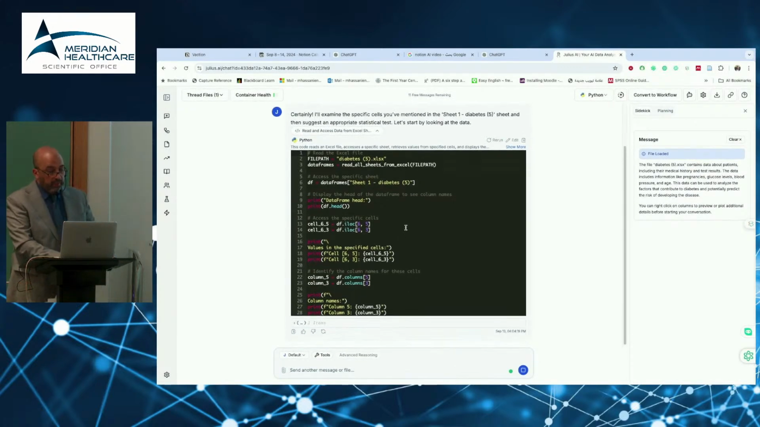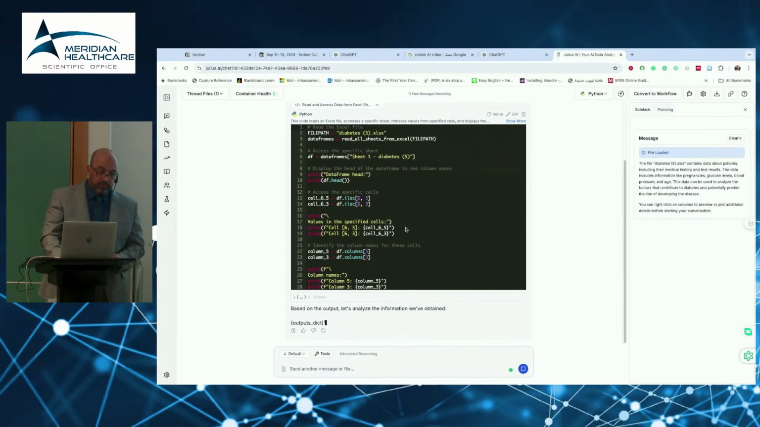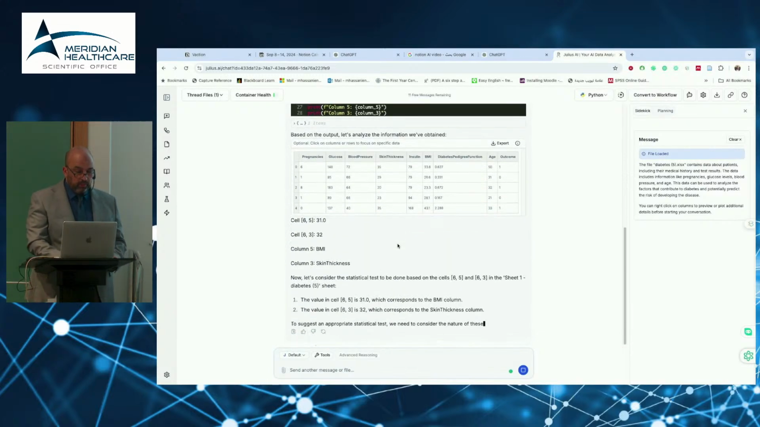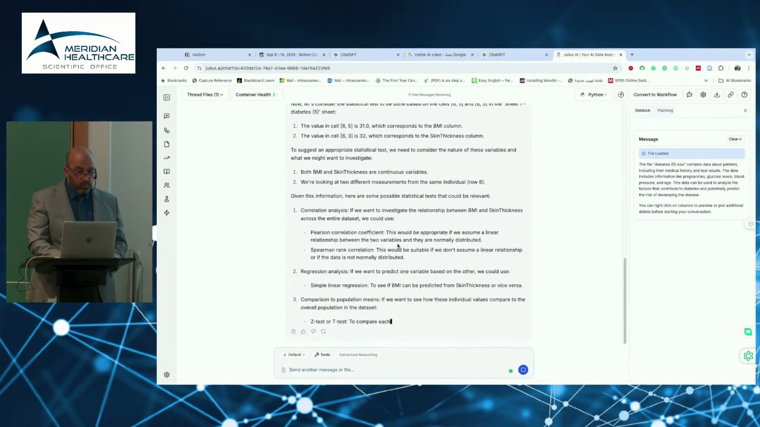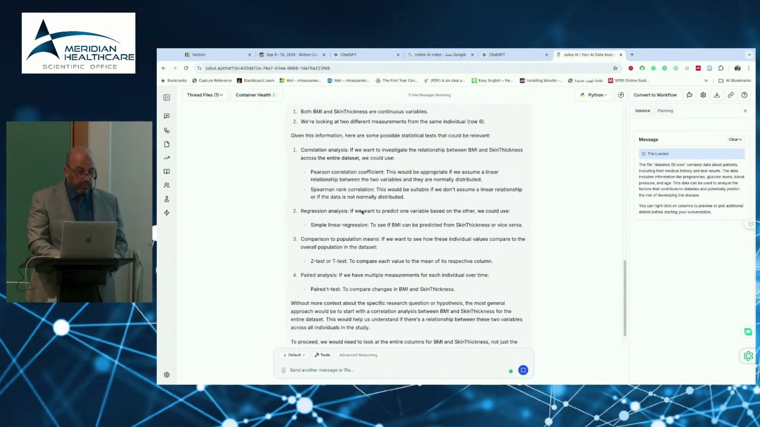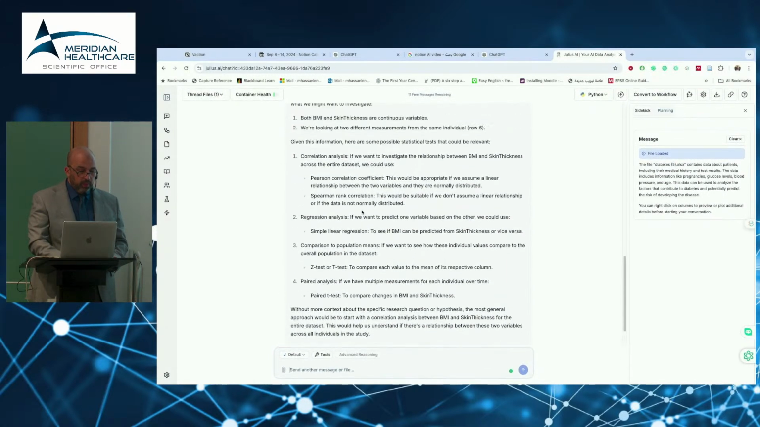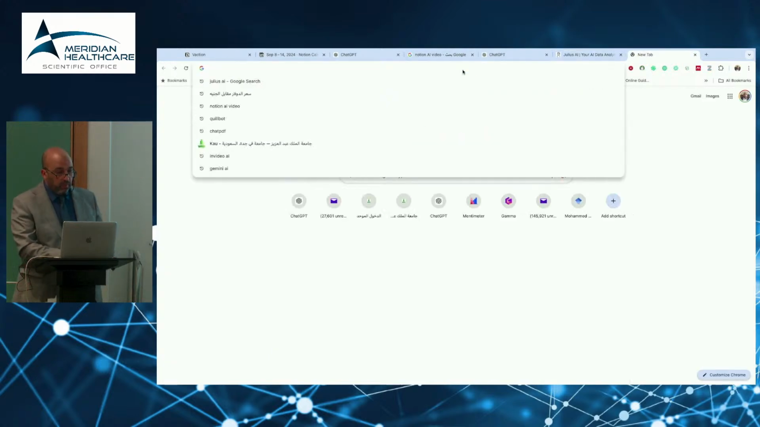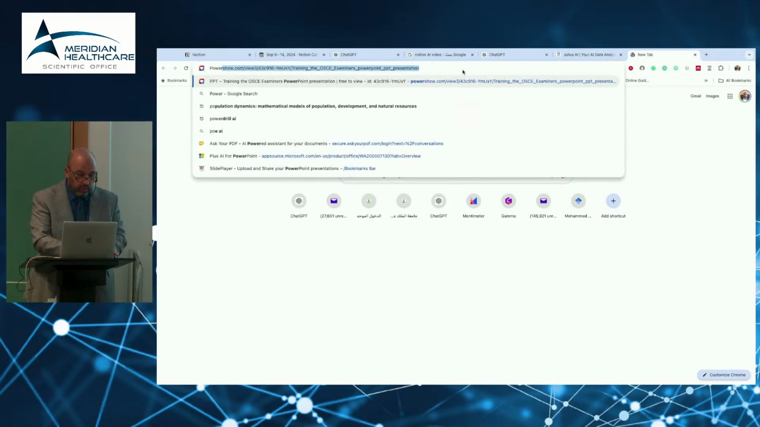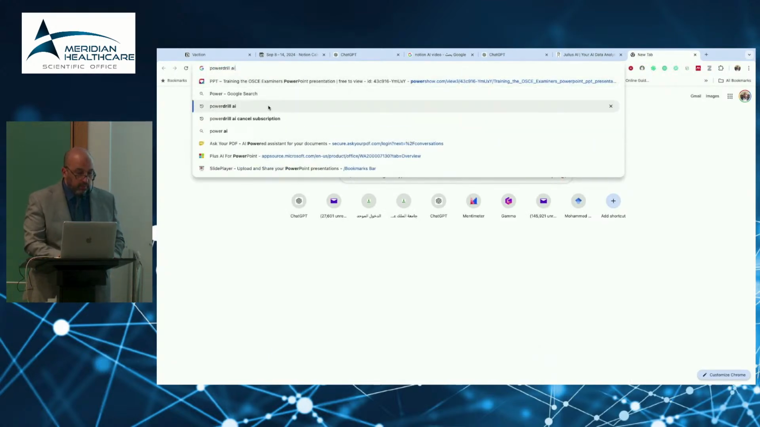The same with PowerDrill. PowerDrill will do the same. This is all the tests which could be done. It is the same, what changed is that this is more specific than ChatGPT in statistical analysis. The same with PowerDrill, but I have to pay to use PowerDrill AI.